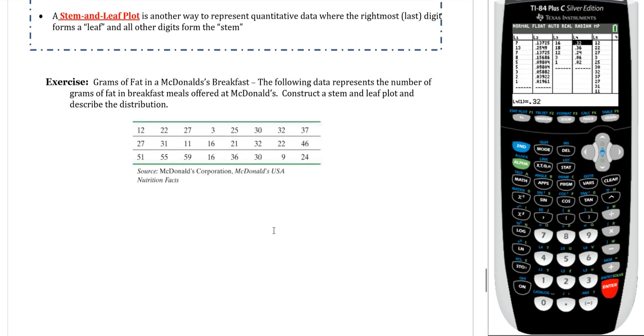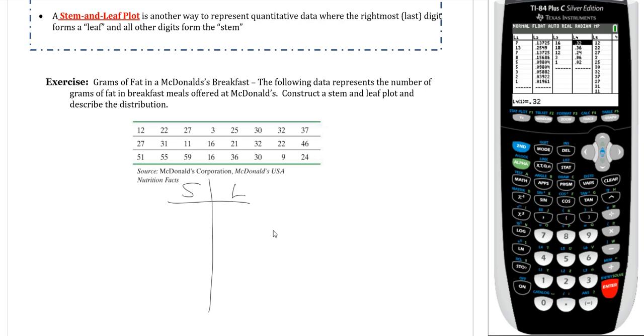First, we have a stem and leaf plot. It's another way of representing quantitative data. You may have seen these before, but these are ways of organizing the data in a kind of distribution graph format. It's basically a mix between a distribution and a histogram. In order to do a stem and leaf plot, we're going to make a two-column table where we have the stems and the leaves.